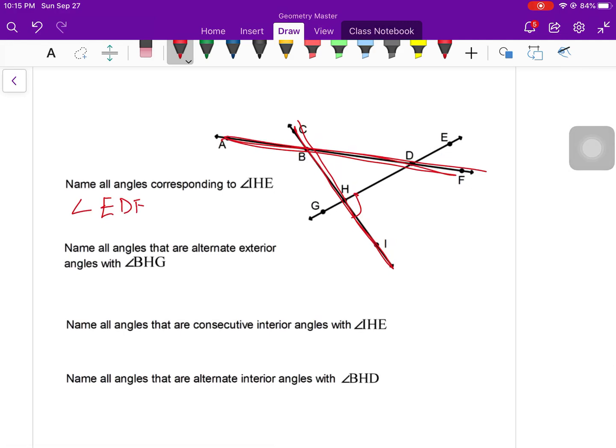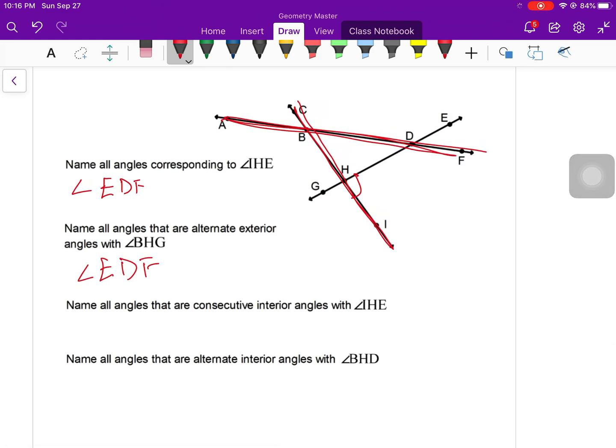All right. Now, if I'm looking for angles that are alternate exterior angles with BHG, BHG is below the red line and on this side, so to the left and above the transversal. So alternate would need to be to the right and below the transversal, and it's got to be on the opposite side of the transversal. So that's also going to be angle EDF.